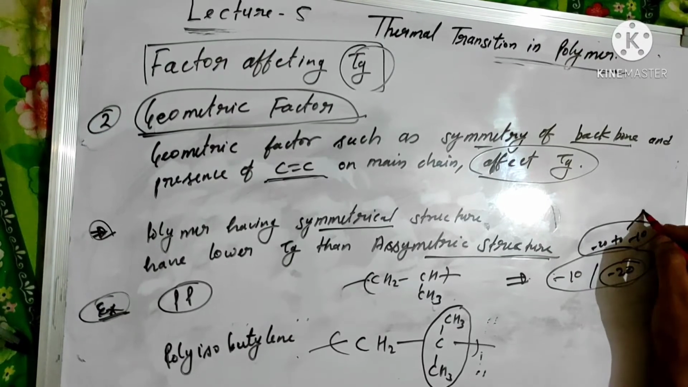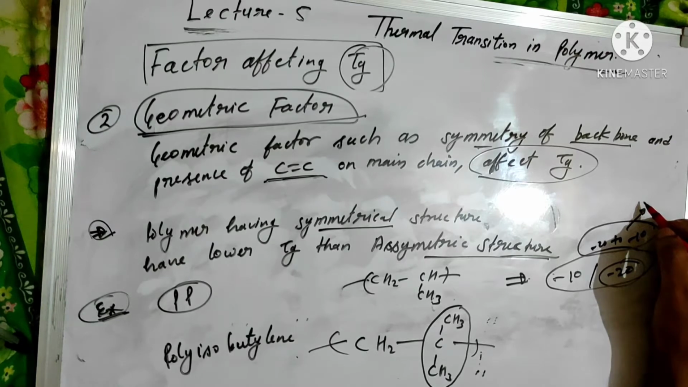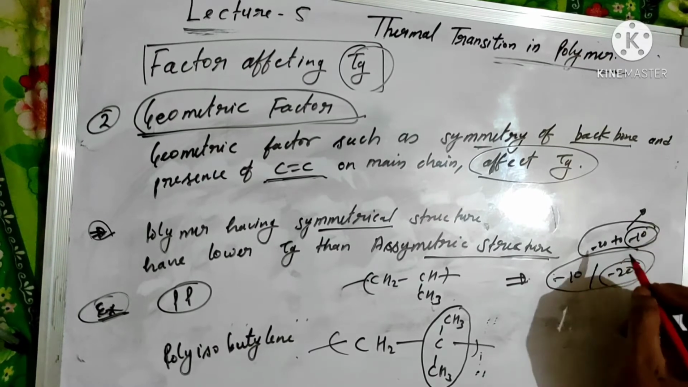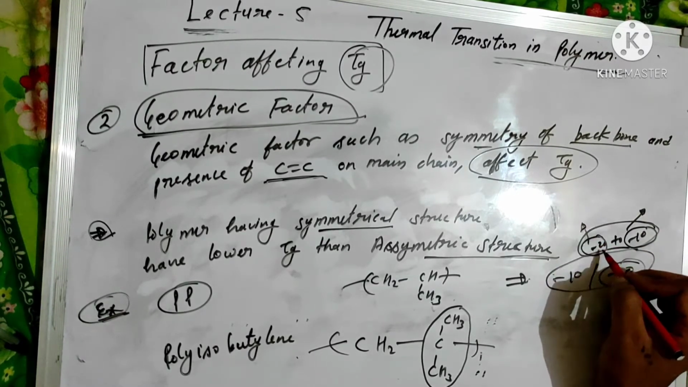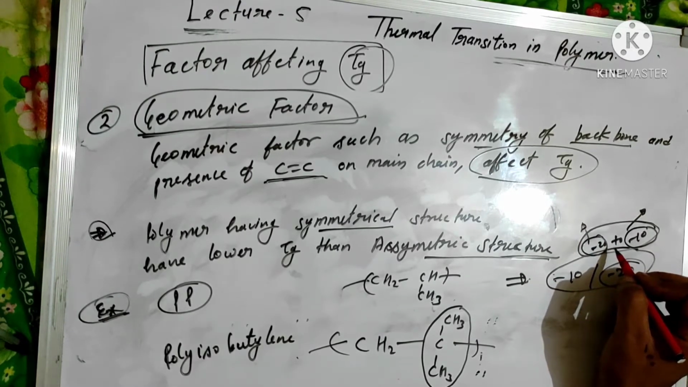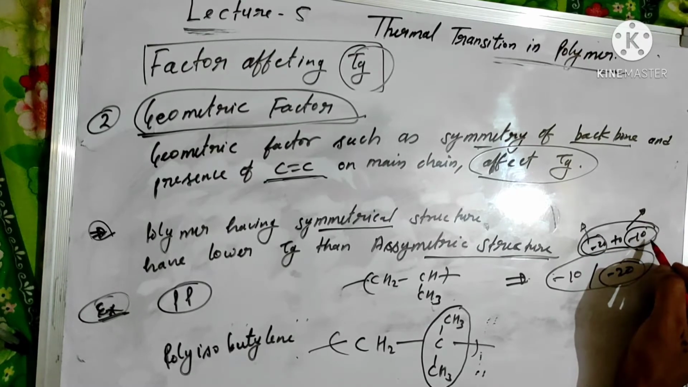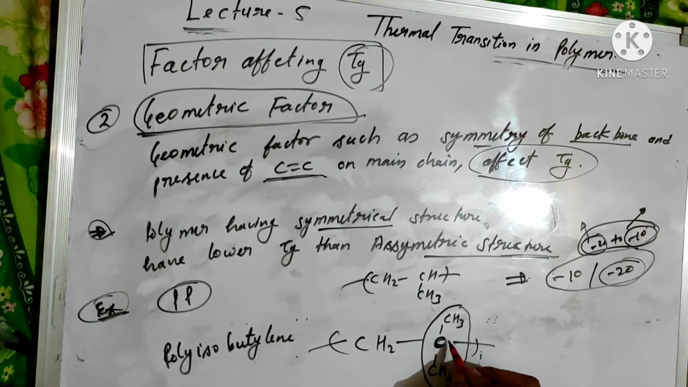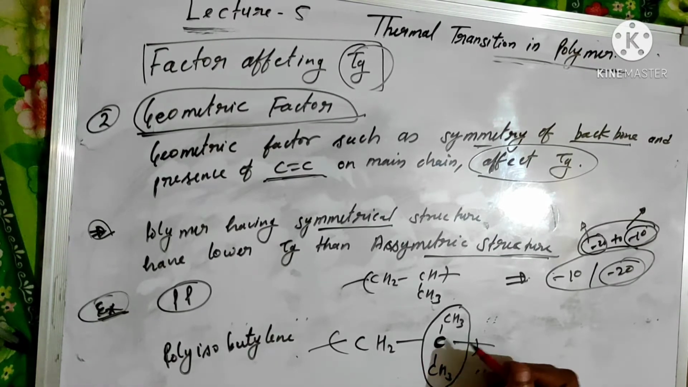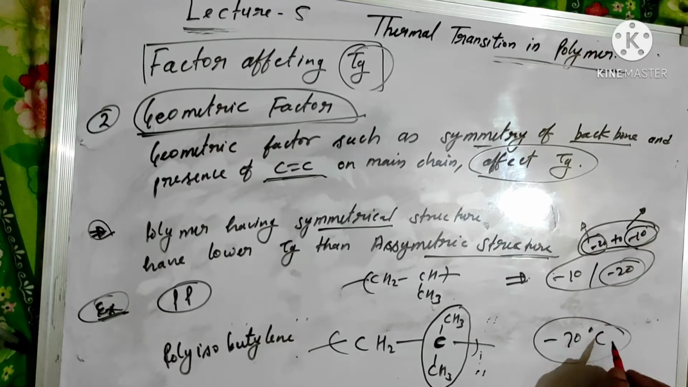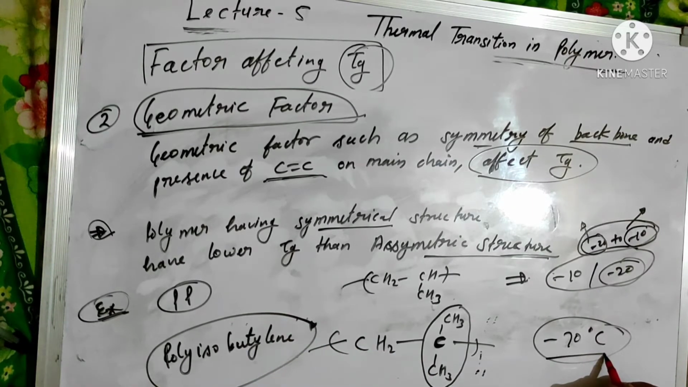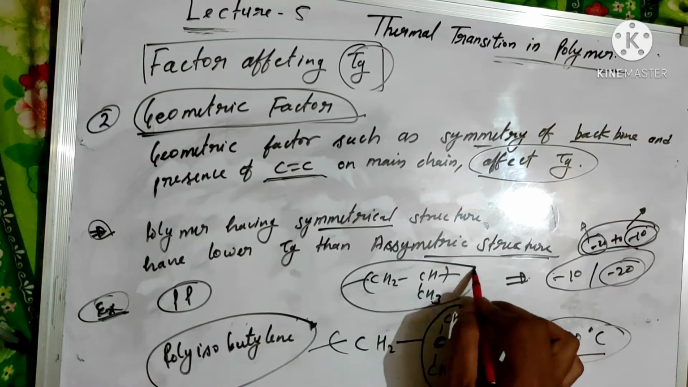The glass transition temperature of polypropylene lies between -10 to -20 because polypropylene is found in three forms: isotactic PP, syndiotactic PP, and atactic PP. For isotactic PP the glass transition temperature is -10, atactic PP is -20, and syndiotactic PP lies between -10 to -20. In polyisobutylene we can see here the symmetrical structure about the carbon main polymeric chain. So their glass transition temperature is -70 degrees centigrade. So you can see the polymer having a symmetrical structure has lower glass transition temperature than the polymer having an asymmetric structure.